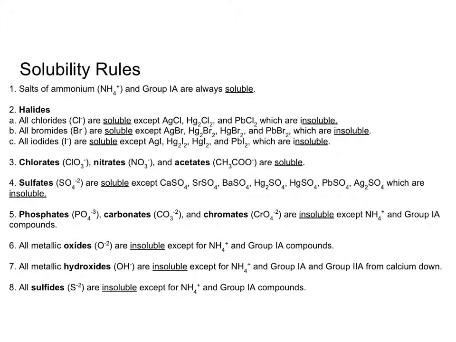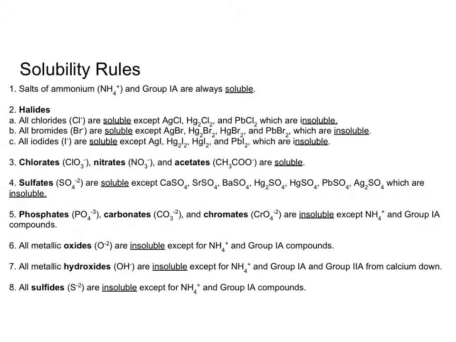So for example, salts of ammonium and group 1 metals are always soluble. So anytime you see something with lithium, sodium, potassium, rubidium, cesium, or francium, that will always be an aqueous compound, okay? Things that have chlorides, bromides, and iodides are soluble except if they're with silver, mercury, or lead, in which case they're insoluble and they make a solid. Chlorates, nitrates, and acetates are always soluble. Those are ions.